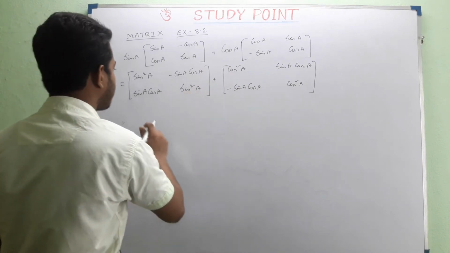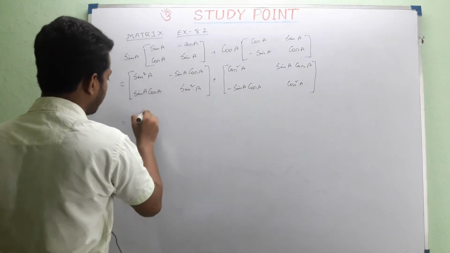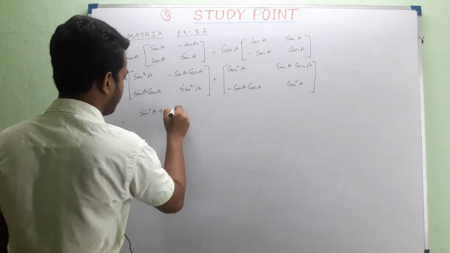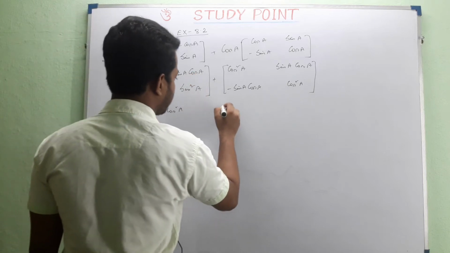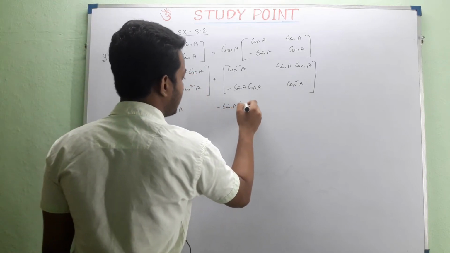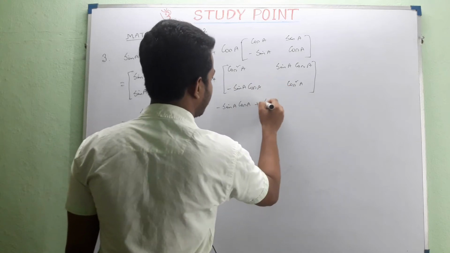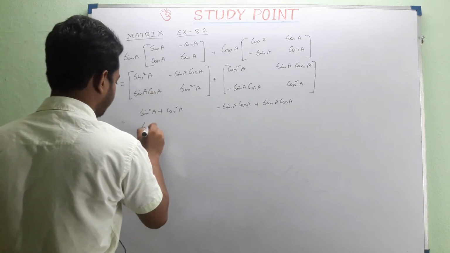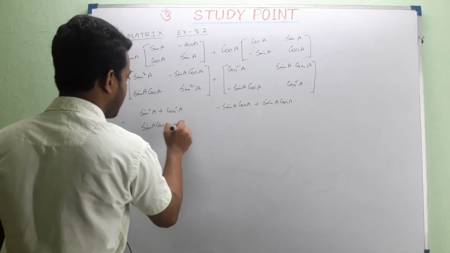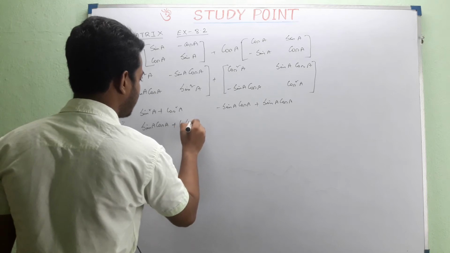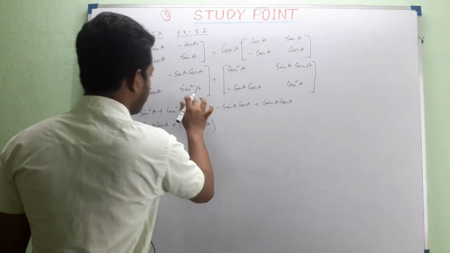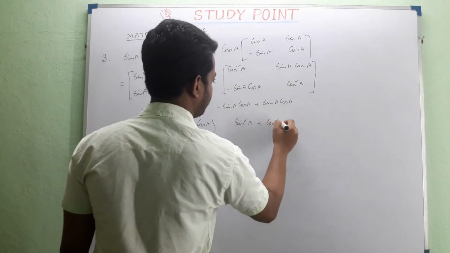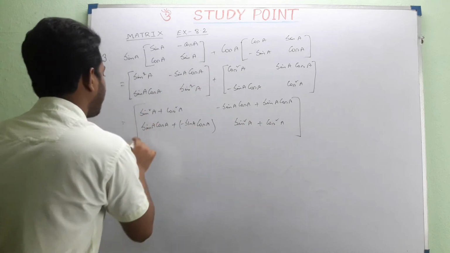Now because there is the addition sign, you have to just add. See, here sin square A plus cos square A, here minus sin A cos A plus sin A cos A, here sin A cos A plus minus sin A cos A, and here sin square A plus cos square A. So this is the entire matrix after addition.